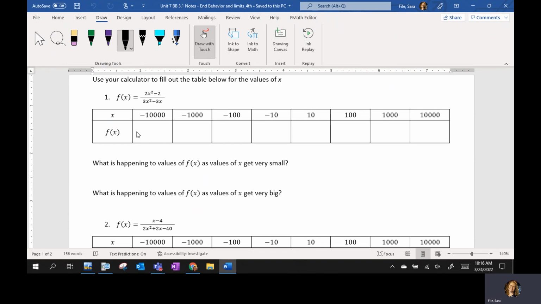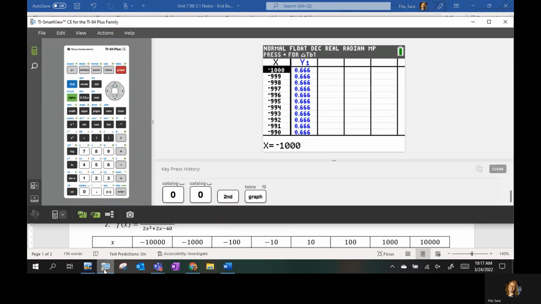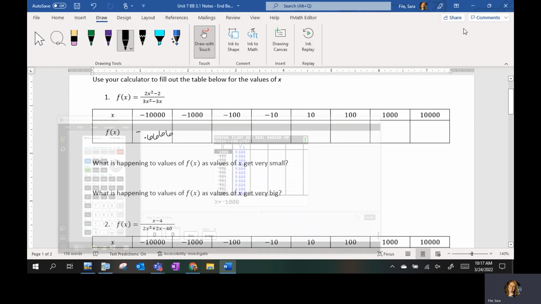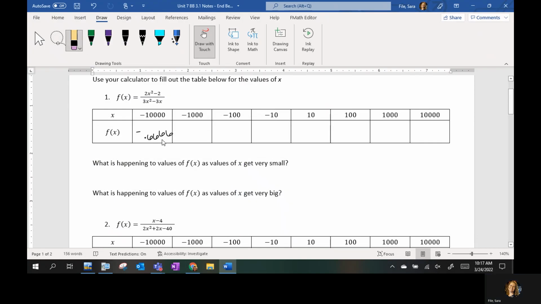Okay, so this was negative. My thing is being real funky for some reason, and it's moving things down when I write in the table, so just bear with me. But that was negative 0.6666. Isn't that weird? I don't know why it's doing that. Yeah, it is negative. Oh, wait, was it negative? Good question. No, it is not. It is positive. Good catch. I'll try and rewrite that neater. 0.6666. Yeah, looks a little better.